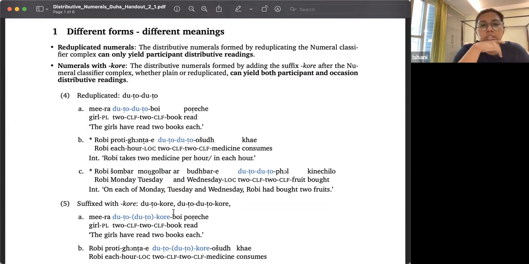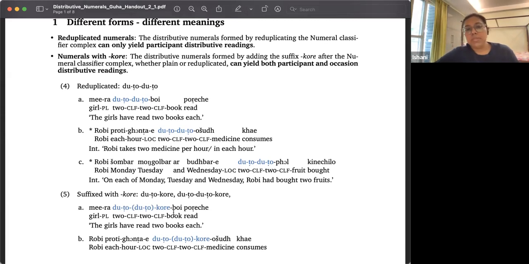So let us see some examples. Example 4: Mera duto duto boi poreche. The girls have read 2 books each, right? So each of the girls has read 2 books. Cool. However, B and C are found to be not so great. So let's read them out.